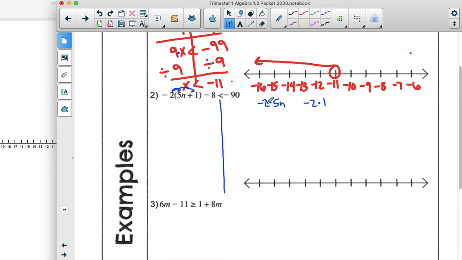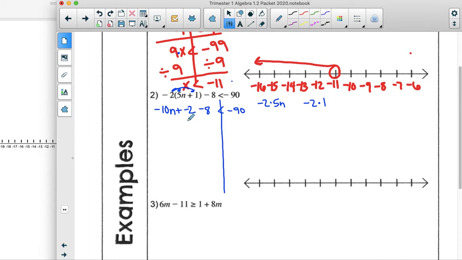Okay, negative 2 times 5, a negative times a positive is a negative, and 2 times 5 is 10. So negative 10n plus negative 2 times 1, anything times 1 is itself, so negative 2. And then this minus 8 is less than negative 90.